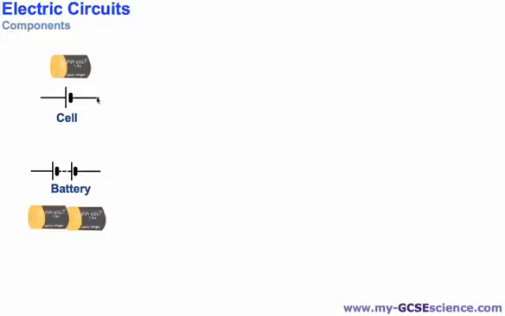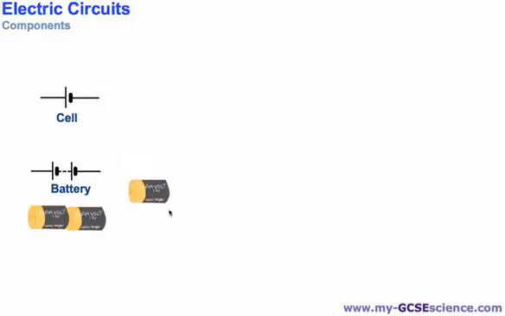There are some that are quite easy and familiar, some are less familiar, and we'll look at diagrams of those where possible. But to start us off, nice and easy ones on the first page. So we have a cell and a battery. It's very important that you know the difference between the two.